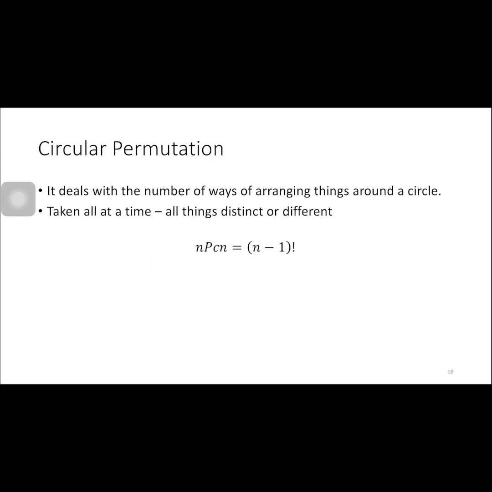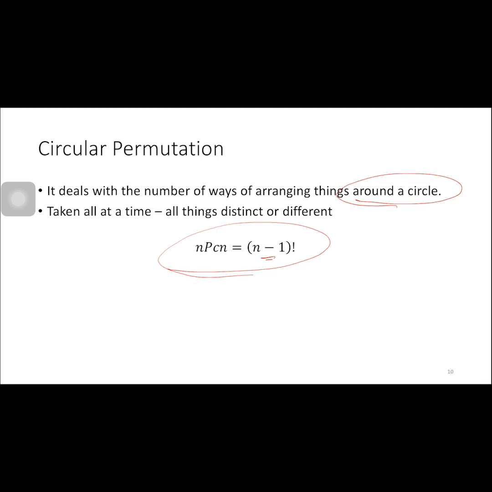Next is the circular permutation. It deals with the number of ways of arranging things around a circle. The first case is taken all at a time, all things distinct or different. This is the formula that we'll be using: nPc n is equal to n minus 1 factorial.